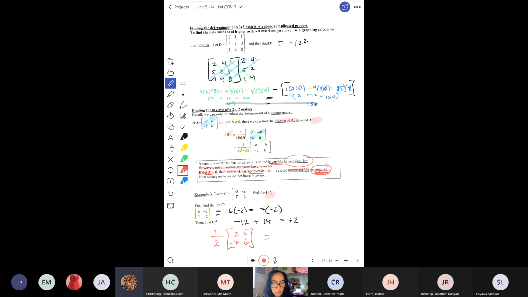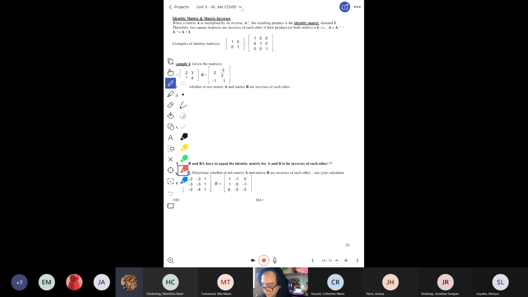And then I just perform scalar multiplication. So that's going to give me what matrix? -2 divided by 2, 2 divided by 2. I'm just doing scalar multiplication. What does that give me? -1, 1, -7 over 2, 3. And that is your inverse. Exactly. Excellent.